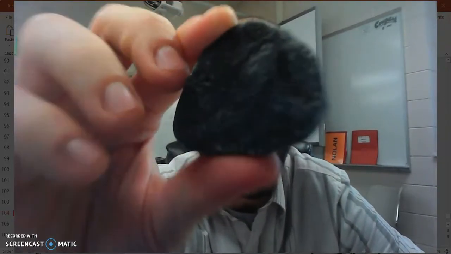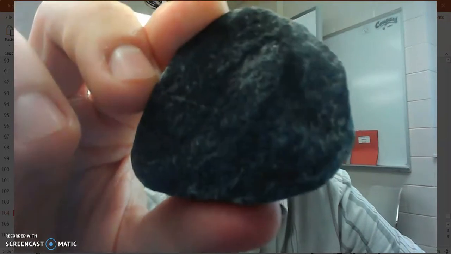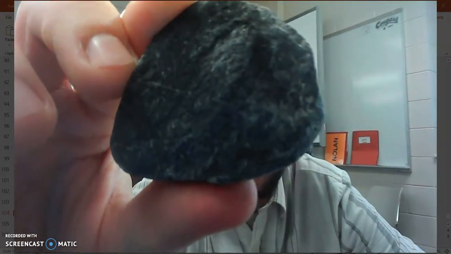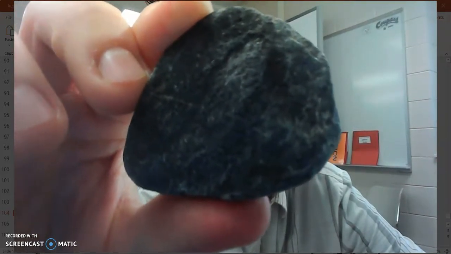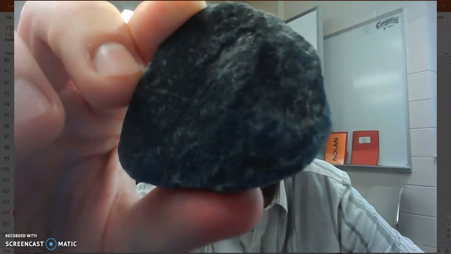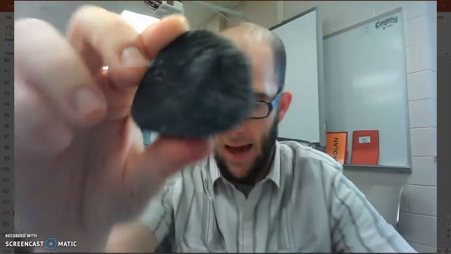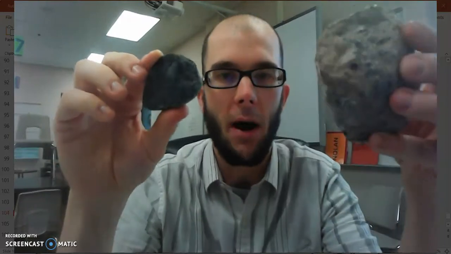I'm going to show you another igneous rock, which was also formed by a volcano. But notice what's different about this rock. I don't see any crystals in there. They're there, but they're just very, very small. So this is a black rock that has crystals, but they're so small that you really can't see them. And so let's talk a little bit about what this means.